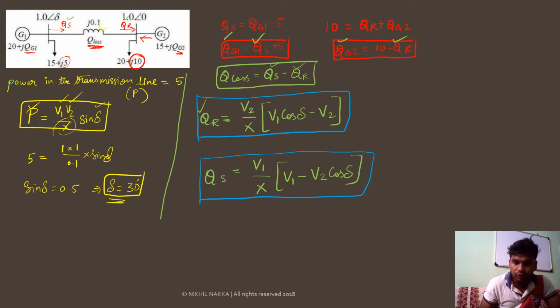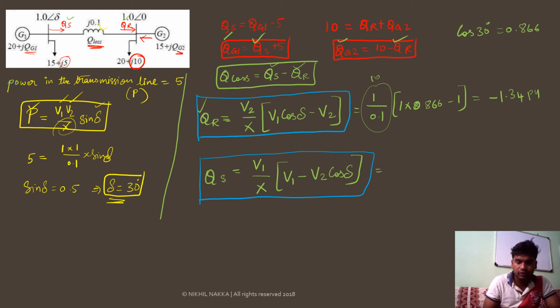Okay, so let's substitute the values and find out. Magnitude of V2 is 1, magnitude of X is 0.1, V1 is 1, into cos delta. Cos 30 degrees is 0.866, minus V2 which is 1, and 1 by 0.1 is 10. So finally you will get the answer as minus 1.34 per unit.